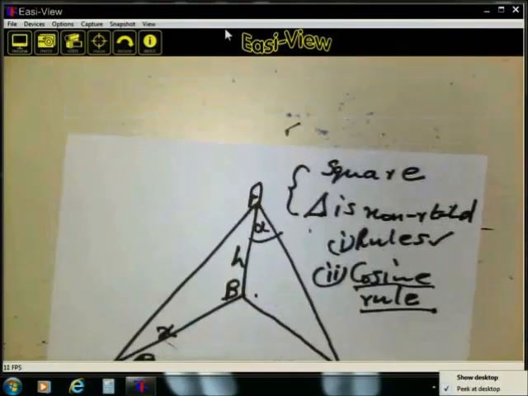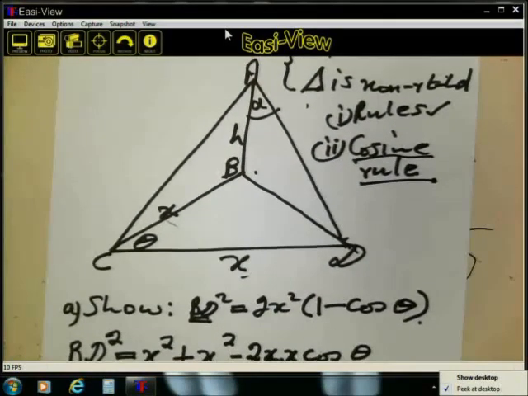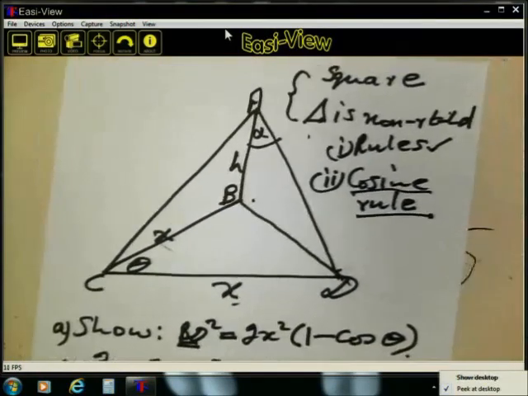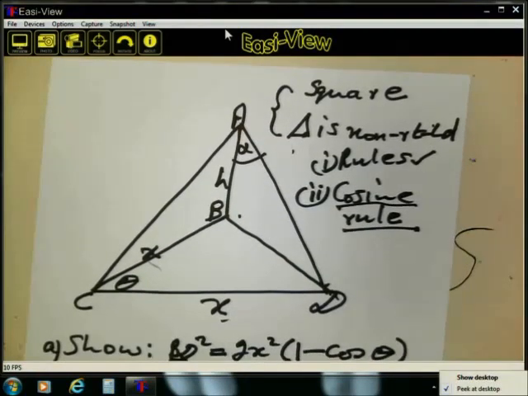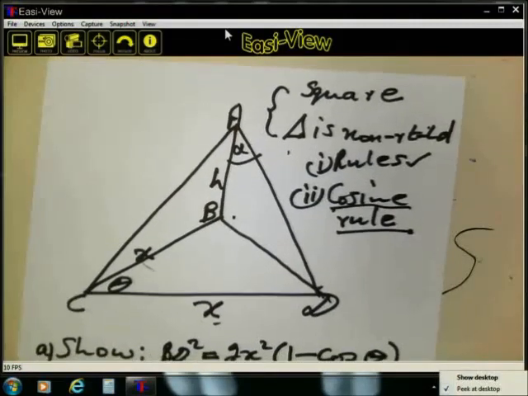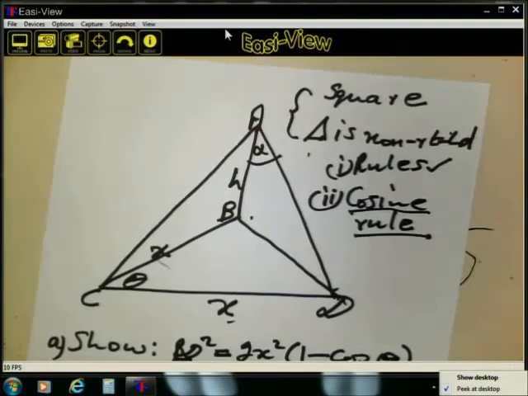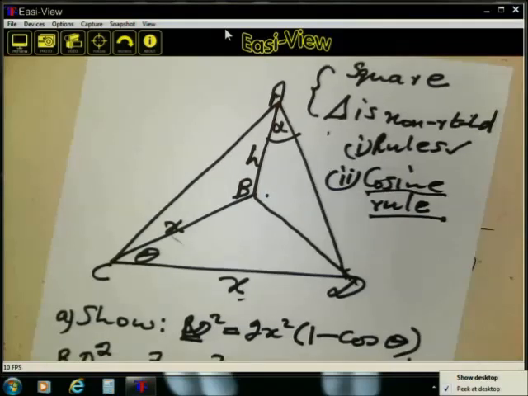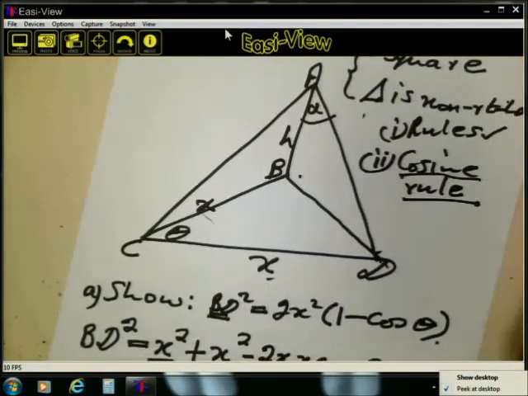Let me go to the question. The question says, show BD squared equals 2x squared, and let me repeat, a square, together with the fact that the triangle is non-right angled, gives us two things. The non-right angle tells us we must use rules, because we can't use the definitions of sine, cos, and tan. And the square or the square root tells us that you must use the cosine rule, which is what we applied here. And the cosine rule, if we understand it, says you take any side, in this case BD squared.